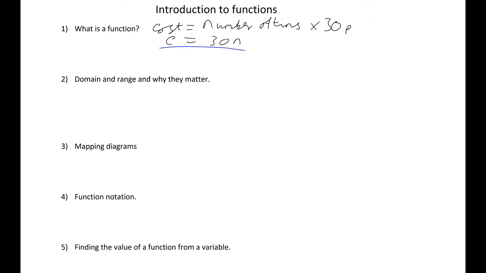Okay? Right, moving on to the second bit, domain and range. The domain is the numbers that we've put in, so they are our input values. And the range is the values that we get out. So yeah, they're the values we get out.